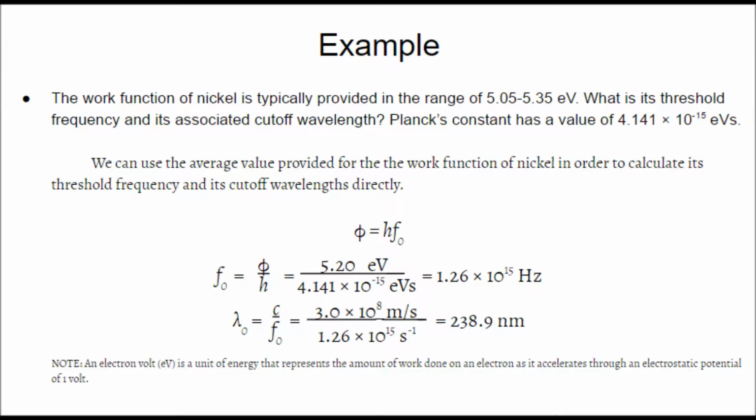After putting in the average value for the work function and Planck's constant, we find the value for the cutoff frequency, which is 1.26 times 10 to the 15 hertz. And then the cutoff wavelength is inversely proportional to the frequency, and since this is a light wave, we will use the speed of light, and after plugging in the values, we obtain a cutoff wavelength of 238.9 nanometers.